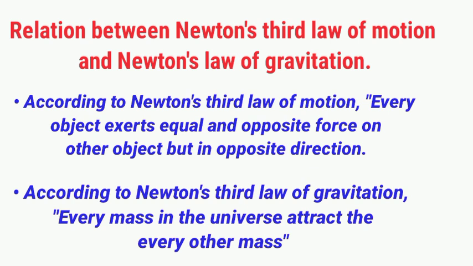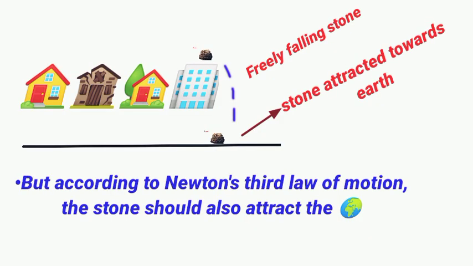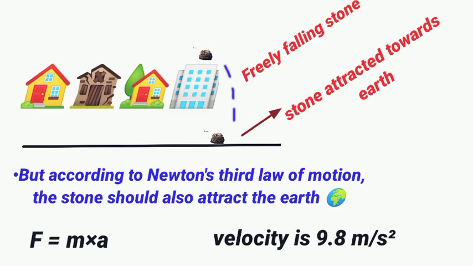According to Newton's law of gravitation, every mass in the universe attracts every other mass. In the case of a freely falling stone and the earth, the stone is attracted towards the earth, meaning the earth attracts the stone. But according to Newton's third law of motion, the stone should also attract the earth. It is true that the stone also attracts the earth with the same force, that is, force equals m into a, where m is the mass and a is the acceleration.